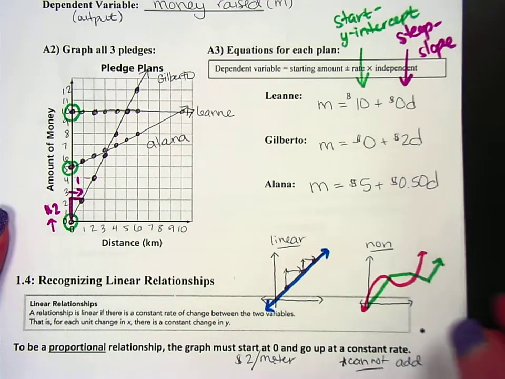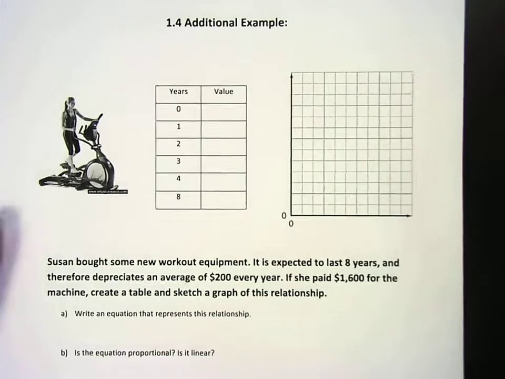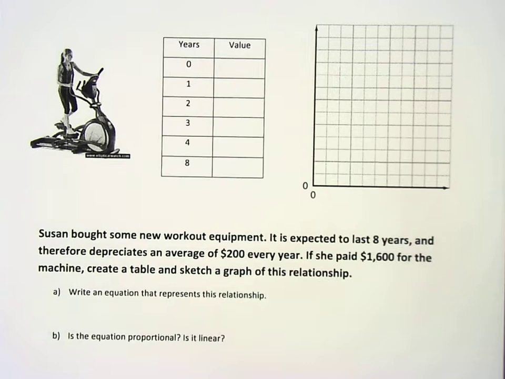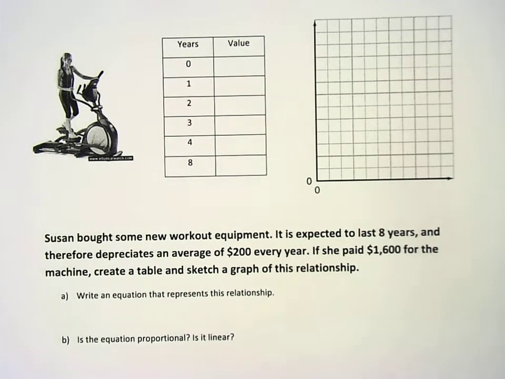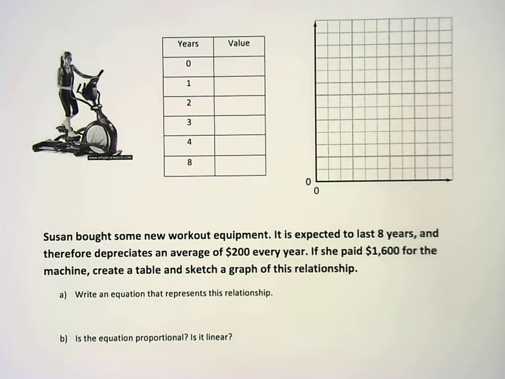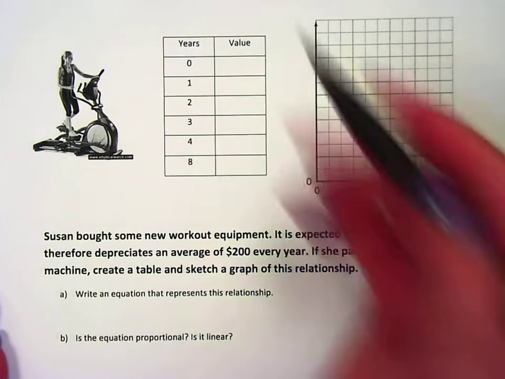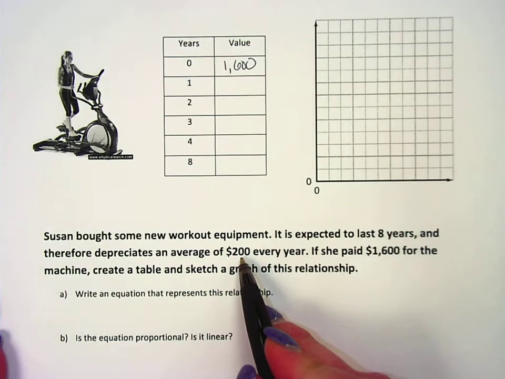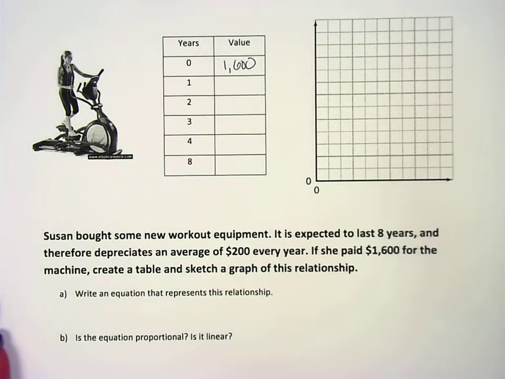All right, so let's try an example here together. Susan bought some new workout equipment. It's expected to last 8 years and therefore depreciates an average of $200 per year. So if she paid $1,600 for the machine, sketch a table and a graph of this relationship. So we said she paid $1,600 originally, and then it's depreciating. That means she's losing $200 every year.